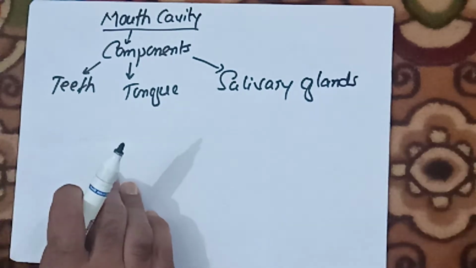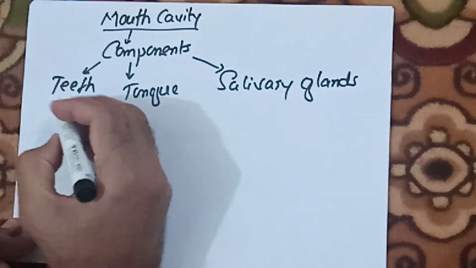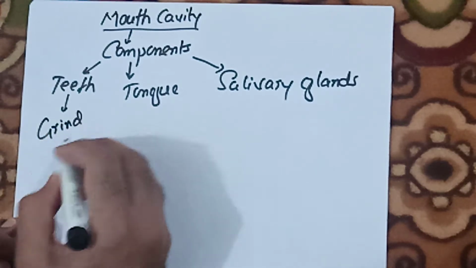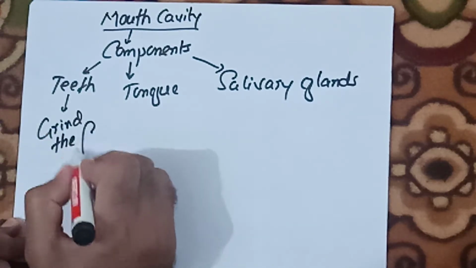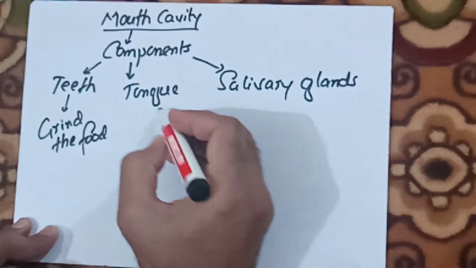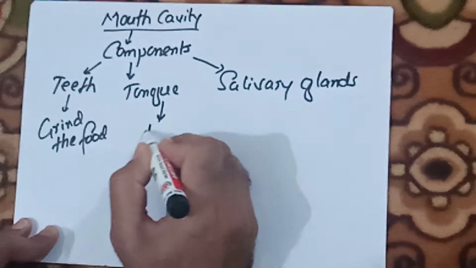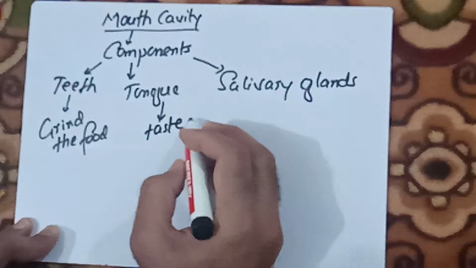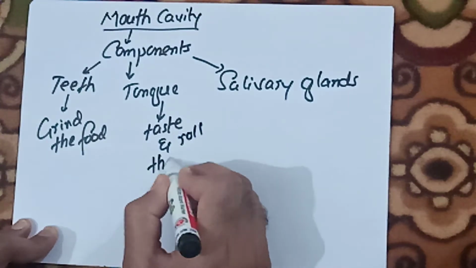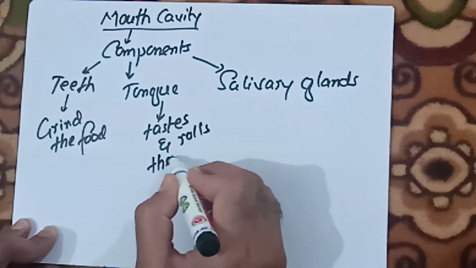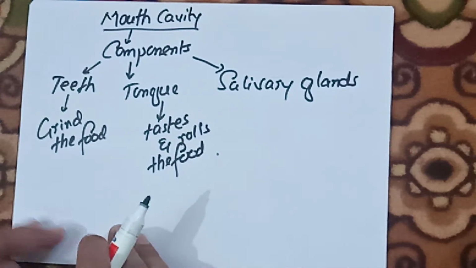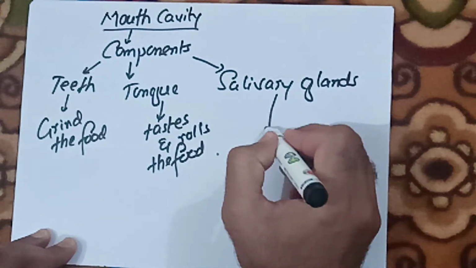Now, if we talk about the function of the teeth, they grind the food into smaller pieces, and the tongue will taste and roll the food. While the salivary glands will secrete saliva.